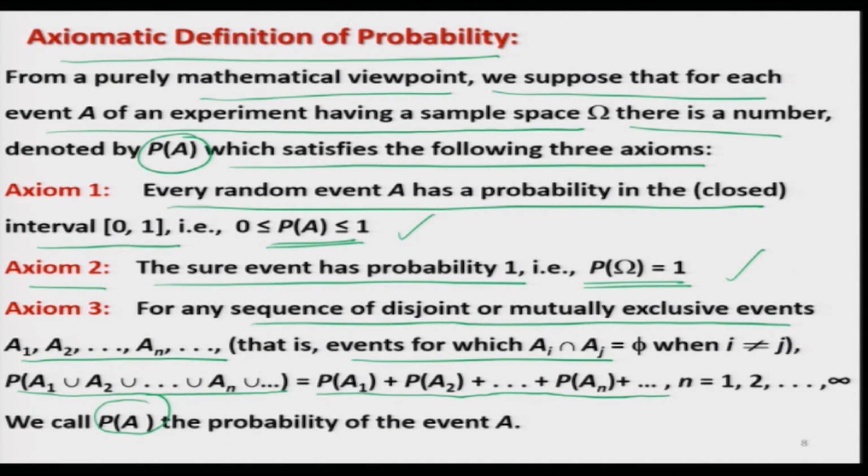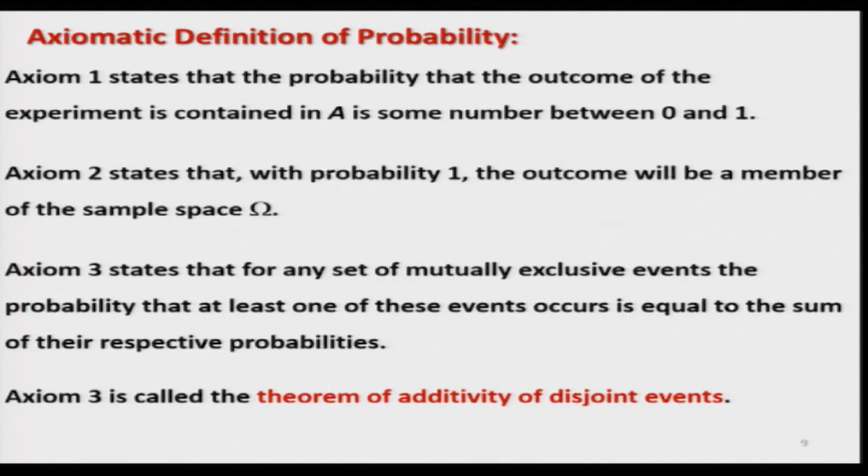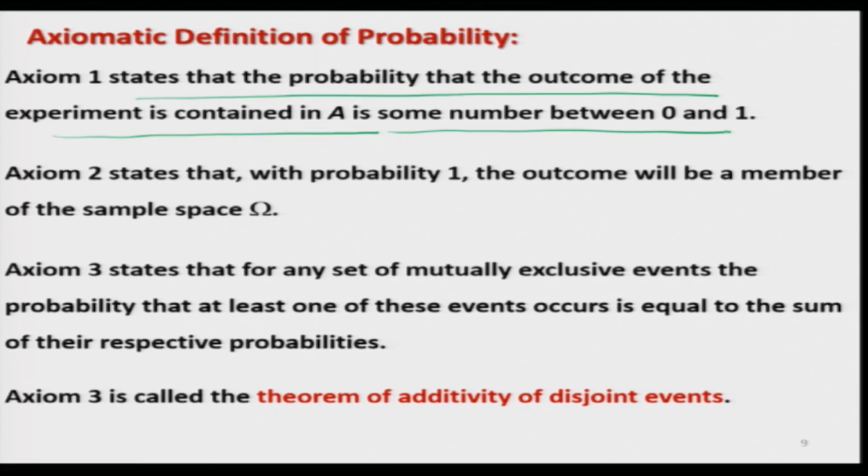So, this type of number will be called the probability of an event A. You can see here that axiom 1 states that the probability that the outcome of the experiment is contained in A is some number between 0 and 1. Well, 0 and 1 are inclusive: 1 indicates the probability of a sure event and 0 indicates the probability of an impossible event. Similarly, axiom 2 states that with probability 1, the outcome will be a member of the sample space omega.